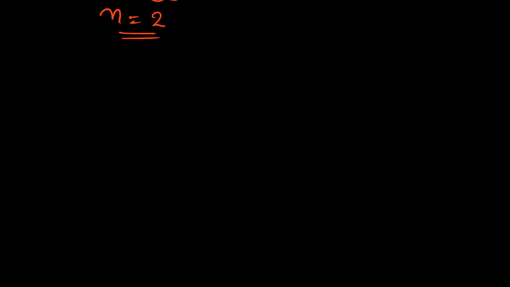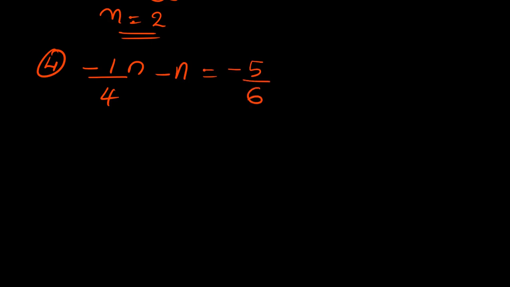We can do another kind of question. Negative 1 over 4 n minus n is equal to negative 5 over 6. Here the coefficient of negative n is negative 1, so we have to combine the terms on the left side. We can write the coefficients separately here: negative 1 over 4 minus 1. Just 1 means the denominator is 1.